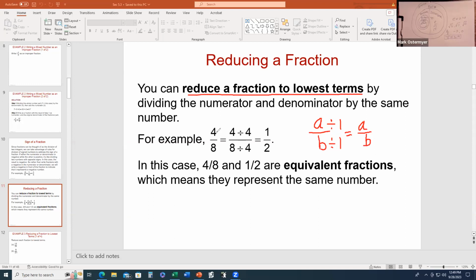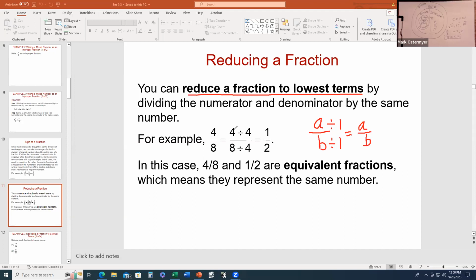If, however, the numerator and denominator can be divided by some other number than 1, then the fraction is not in reduced form or lowest terms or simplest form. For instance, 4/8 can be further reduced because 4 divides into both the numerator and the denominator. So dividing 4 into both the numerator and denominator, we can reduce 4/8 down to an equivalent fraction called 1/2. All right. So therefore, we say that 4/8 is equal to 1/2.